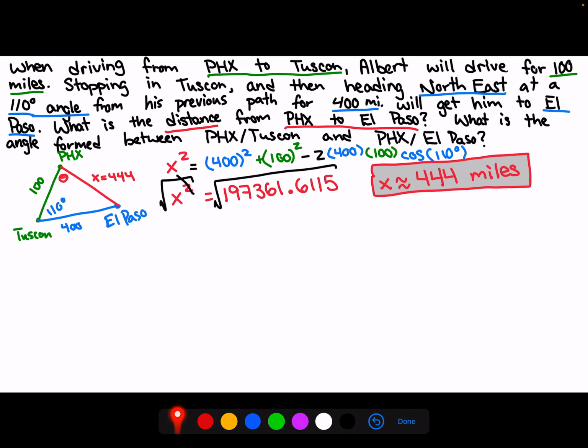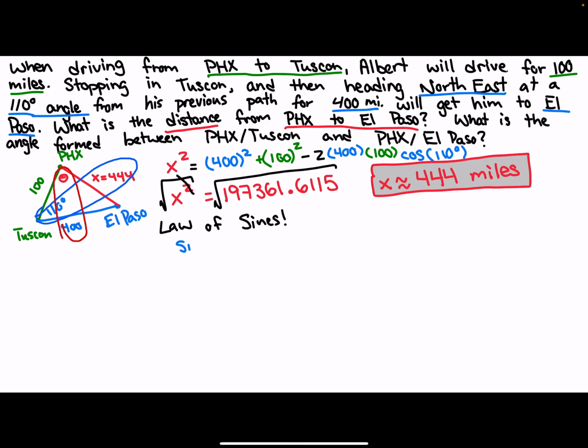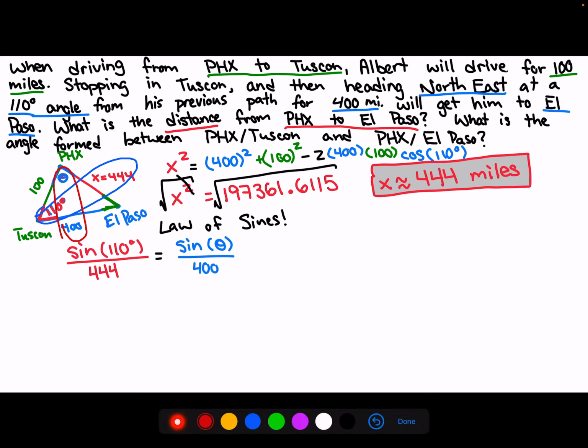Now that we have our distance, we want to find our angle measure next. And to do that, we're going to use law of sines. So we look for opposite side, opposite angle pairings. I see that we have a couple of them. So circling those up, that would give me sine of 110 degrees over 444 equals sine of theta over 400. Let me go ahead and change these colors real quick. So here's my red, and then here's my blue. That way we don't get them mixed up. From here, we can cross multiply to solve.